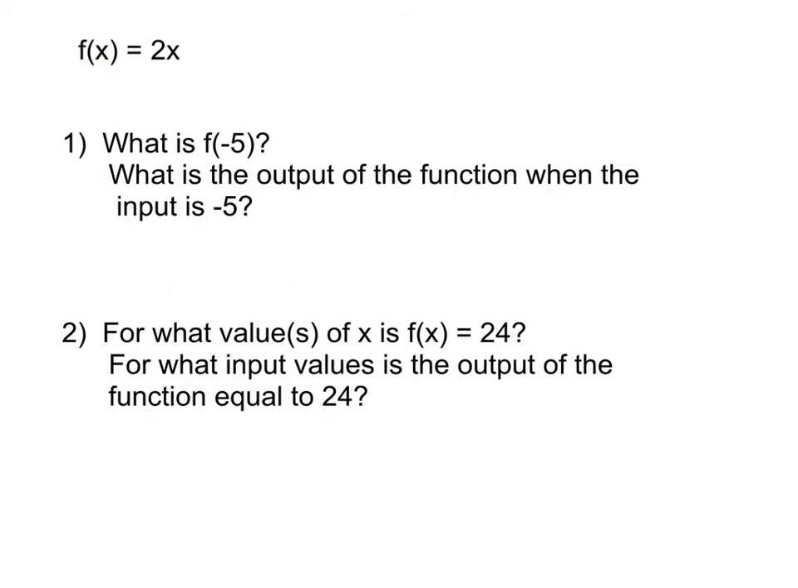Here's how I would translate it. What is f of -5? That question is just asking, what is the output of the function going to be when the input is negative 5? This right here is an output. What is our output when we have an input of negative 5?